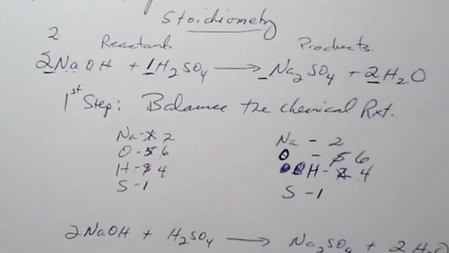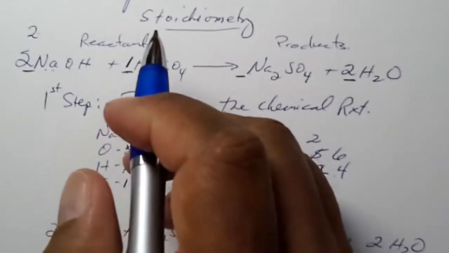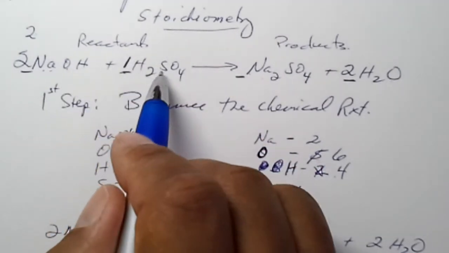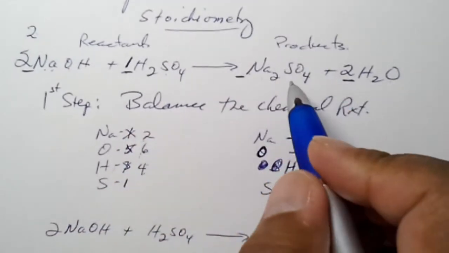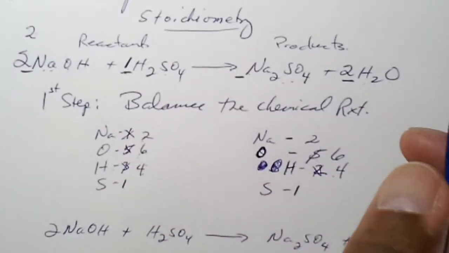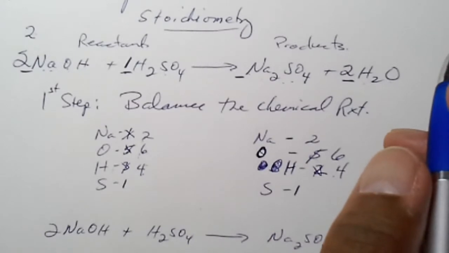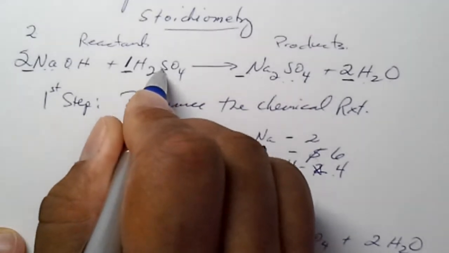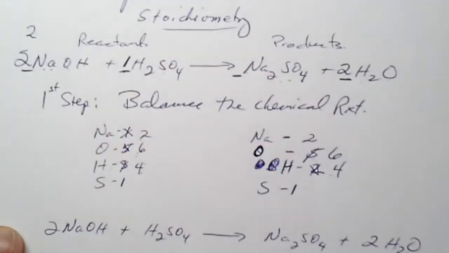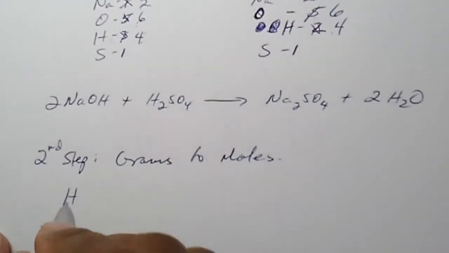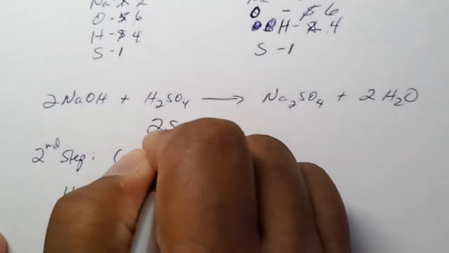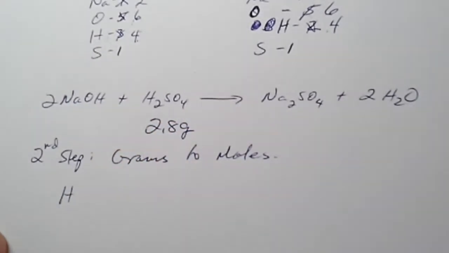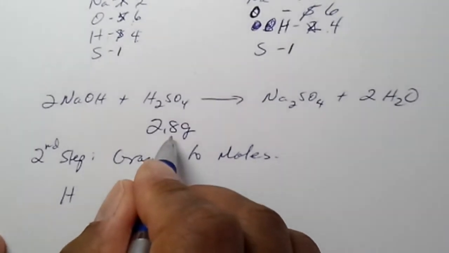Okay, so in our problem, I didn't state fully, we have a reaction between sodium hydroxide and sulfuric acid giving us these products, sodium sulfate and water. And the problem states that the amount of sodium hydroxide I have is 2.8 grams. This is what I was given.